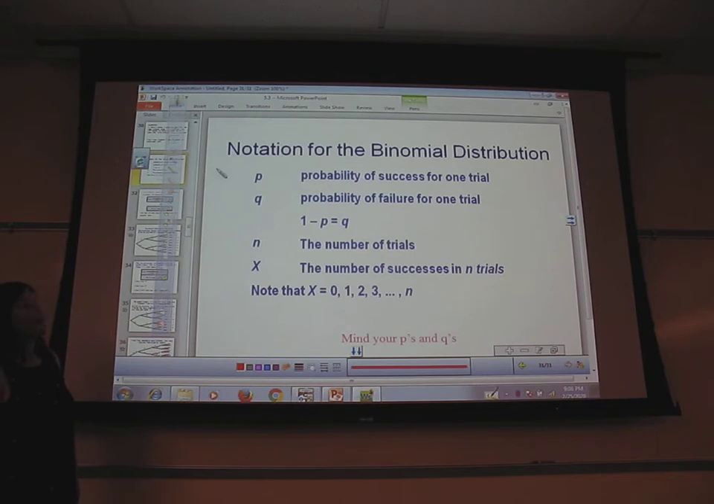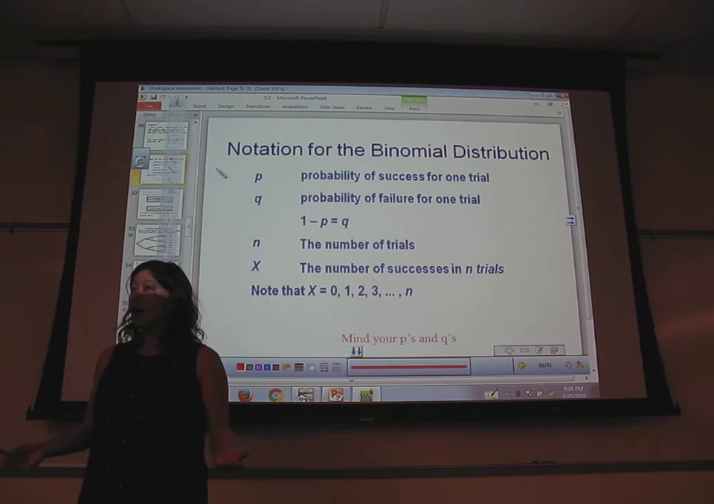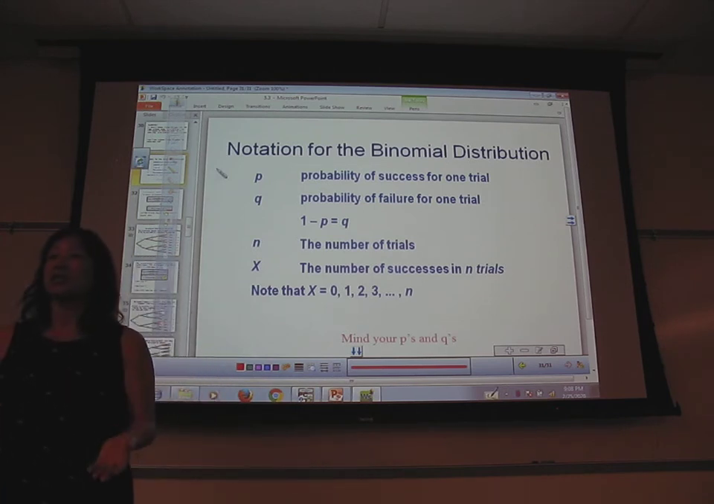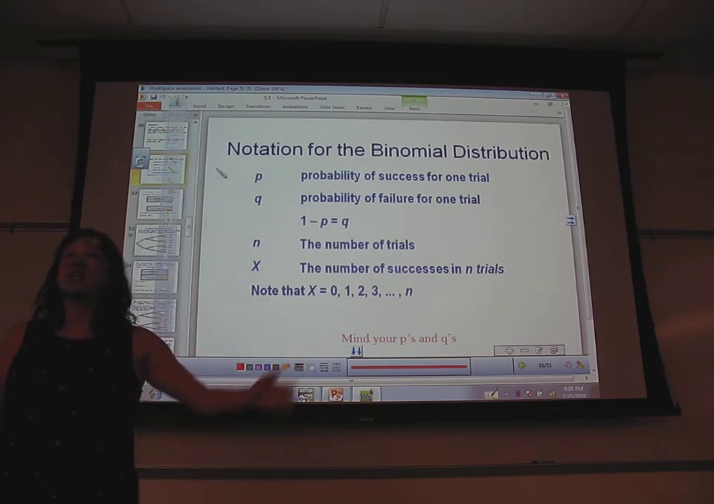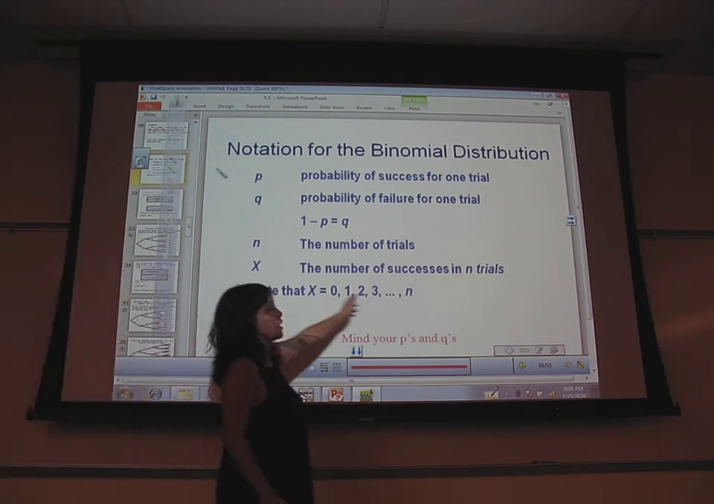I have to say little n? No, just n. n equals the number of trials. X is the number of successes in n trials. And note that x equals 0, 1, 2, 3, until n. Yeah, x can be any one of those numbers, right? If I do something n times, I could have 0 successes, all the way up to n successes. They could all be successes, or none of them could be successes. So I can have anywhere from 0 to n successes.